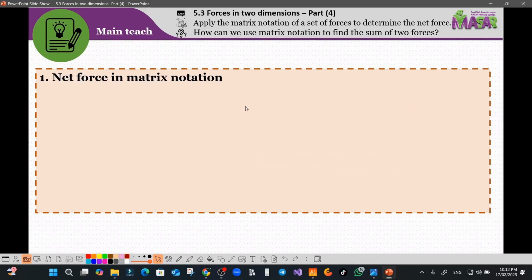Today, we will cover lesson 5.3 Forces in Two Dimensions, part 4. We will also work through the corresponding applications and homework questions. So let's get started.